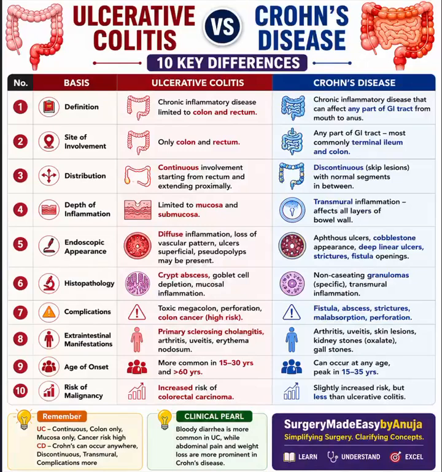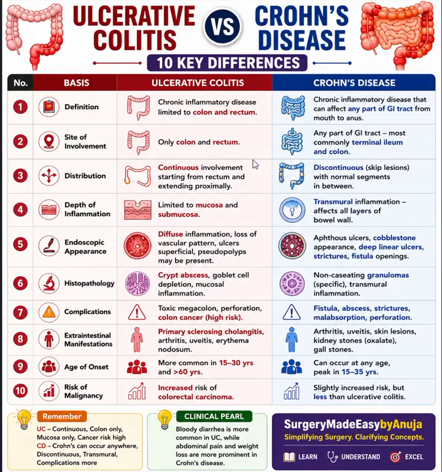We will continue with our series to plot differences between ulcerative colitis and Crohn's disease today. Now, this is also a very commonly asked question for 5 marks or in your short answer questions. So, ulcerative colitis is ideally a chronic inflammatory disease limited to the colon and rectum, whereas Crohn's disease is an inflammatory disease that can affect any part of the GI tract from the mouth to the anus.